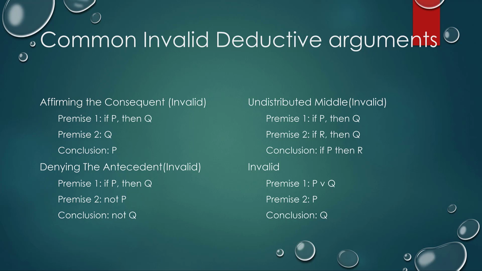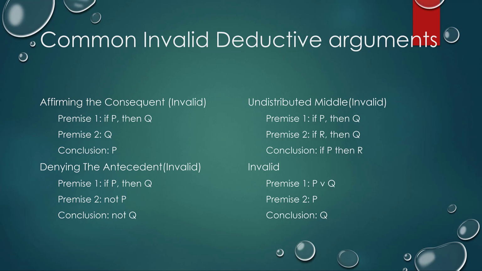This one doesn't really have a common name, but just for the sake of completing our evil twins, we have premise 1, P or Q, premise 2, P, conclusion, Q. Obviously this doesn't work as good reasoning because, again, go to the sports example. Say the Red Sox versus the Yankees, one team wins and we say the Red Sox win, therefore the Yankees win. That obviously would not follow.